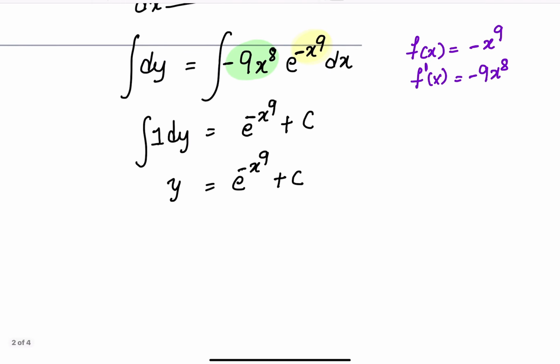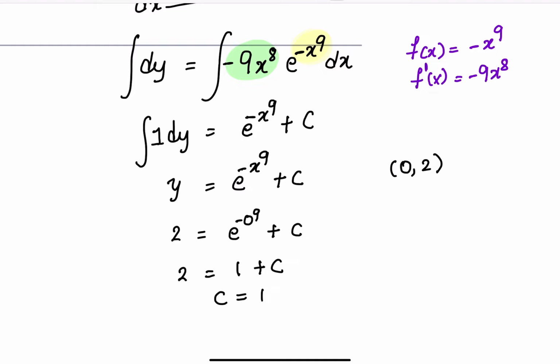What they mean is when my x is 0, my y is 2. I'm going to go ahead and plug in my y as 2, and plug in my x as 0 in e to the power negative x to the power 9 plus c. Anything to the power 0 is 1, plus c, so my c is equal to 1.